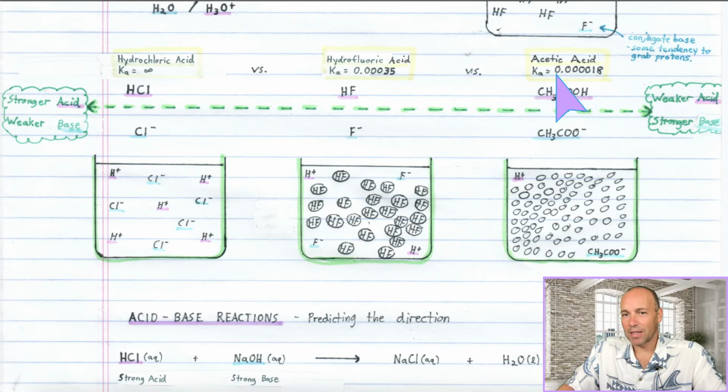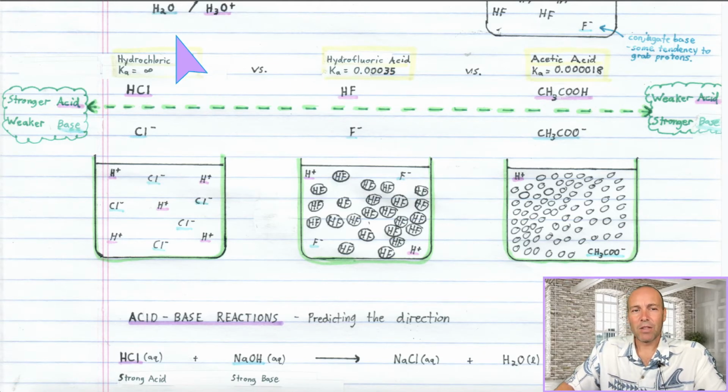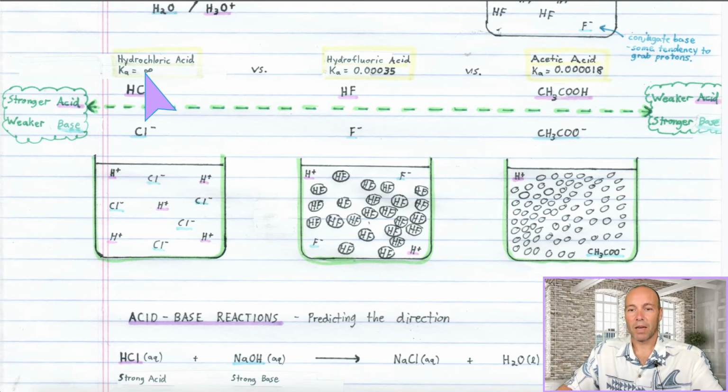So acetic acid has a Ka of 1.8 times 10 to the minus fifth. That's 0.000018. That's pretty small. Hydrofluoric acid has a little bit larger Ka. It's of the order of 10 to the minus fourth, 3.5 times 10 to the minus 4, so that's 0.00035. And then hydrochloric acid is a strong acid. And strong acids all have infinite Ka's. Their Ka's are infinity.